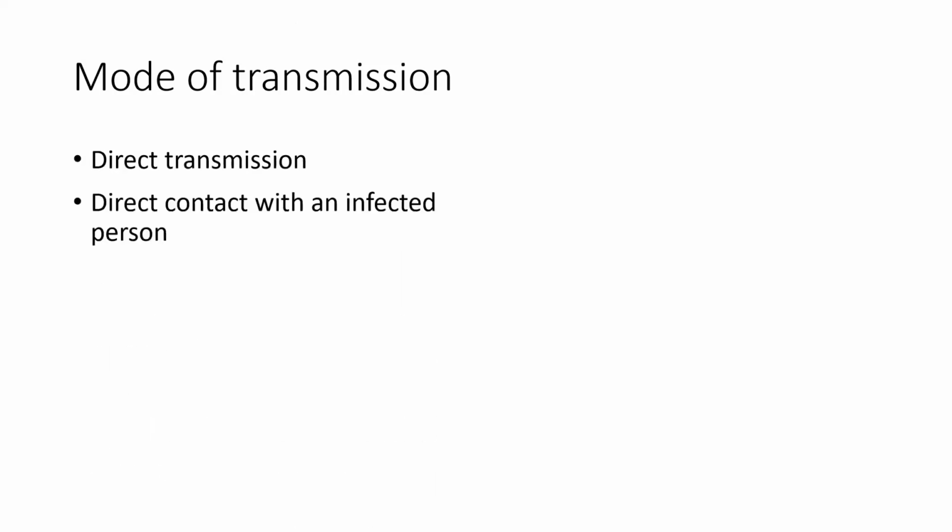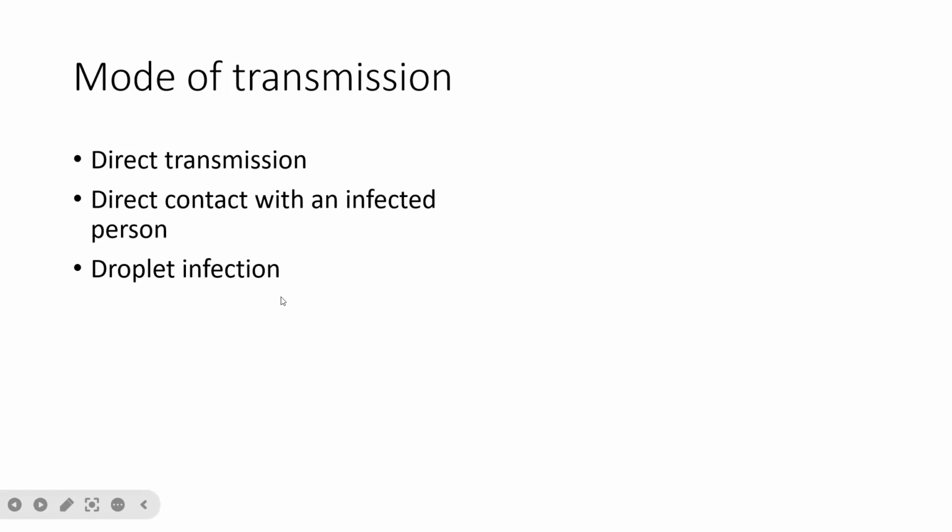Next, mode of transmission. How are these diseases transmitted? Through water, air, mosquito, vector. So the mode of transmission can be direct or indirect. Which are the direct transmissions? Direct contact with the infected person. If you come in direct contact with the infected person, that is direct mode.